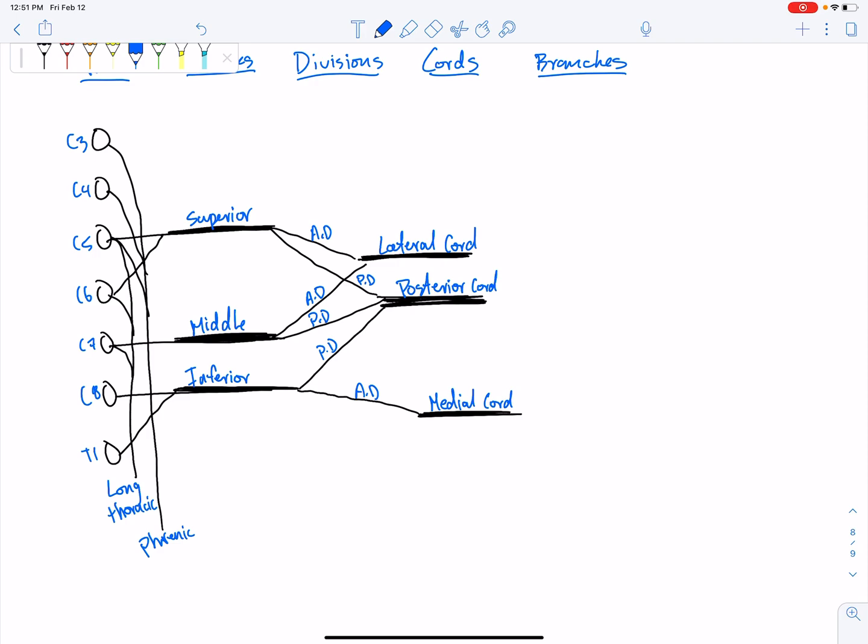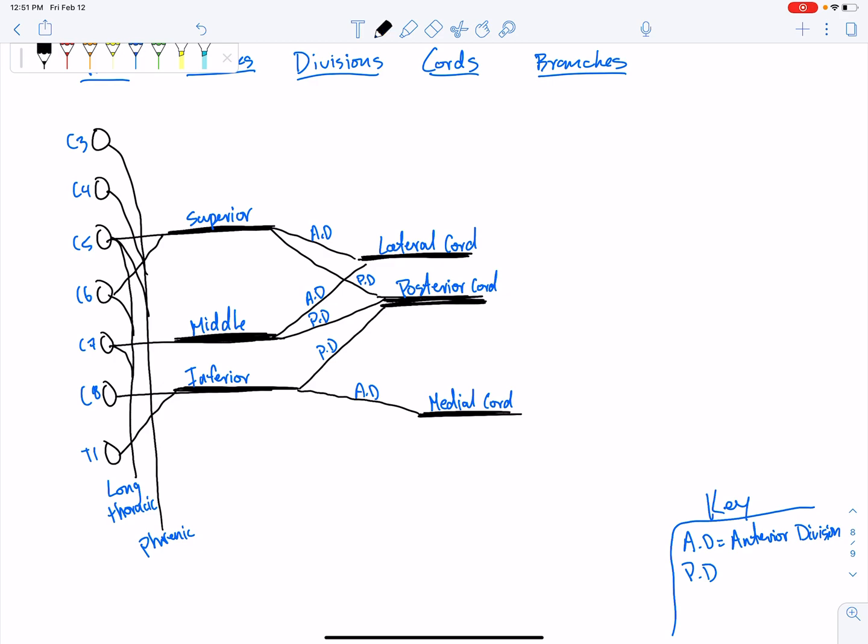Quick note, remember that as you abbreviate, if you want to abbreviate, then you just have to add a key and say AD equals anterior division, and so on, right? PD, and then add the rest of your abbreviations in there as well.